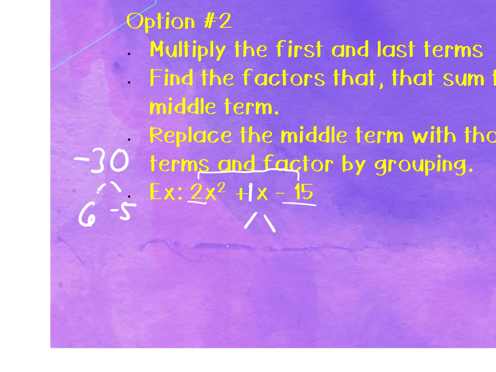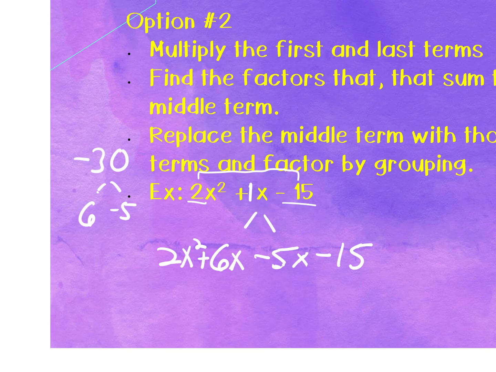1x is the same as 6x minus 5x. So let's keep it like that. And then let's bring everything else down. The negative 15 and the 2x squared. So this is going to be 2x squared plus 6x minus 5x minus 15. This is an equivalent expression.